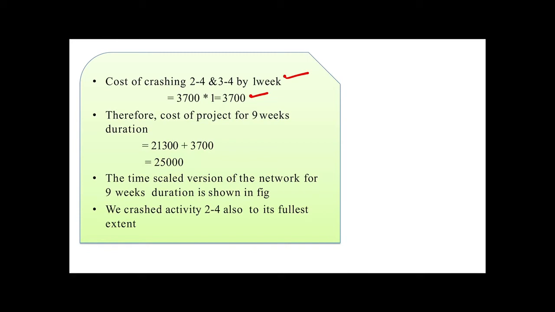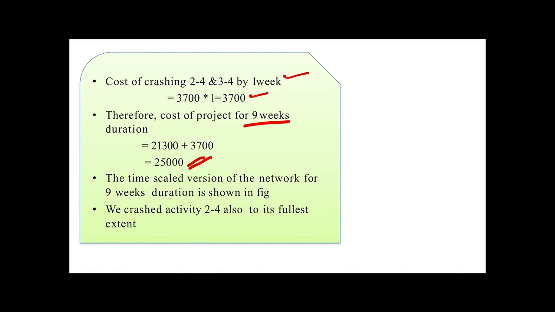By crashing them we will be adding more cost to the direct cost which we already calculated in stage 2. So add 3700 and now the direct cost of the project for 9 weeks will be 25,000. As you can see, we go on crashing the activities till their limit is reached, but we have to keep in mind that we are not going out of our critical path. We have to maintain the critical path also, so non-critical path activities will now become critical.